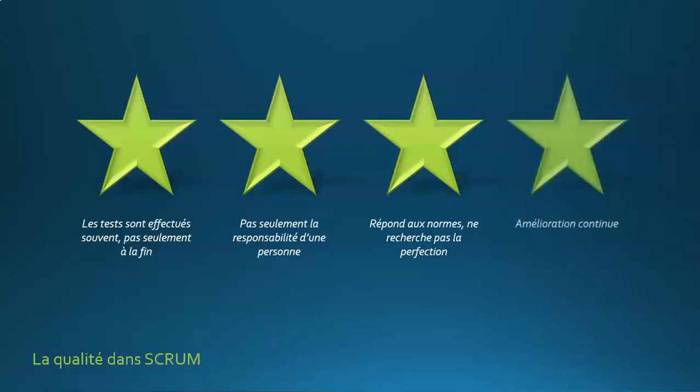The fourth point is continuous improvement, which has already been discussed at length. You know that this is a basic concept with continuous improvement and iterative development. This continuous improvement is therefore part of what is called in Scrum a retrospective. We are constantly thinking about how we can improve in the next sprint. That's it for quality, and now I'm going to talk about change in Scrum.